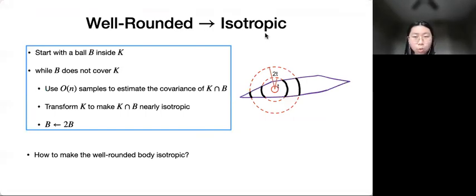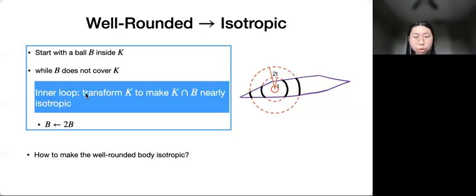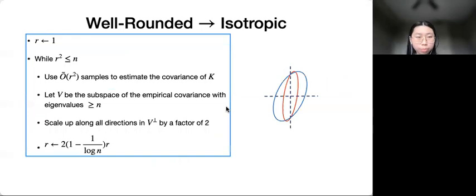Now I'll state our algorithm. So first, this is the LV rounding algorithm from before. We'll use the same outer loop as the LV rounding algorithm, so we increase the radius of the ball by 2 in each iteration. And in this inner loop, we'll transform K to make K intersect B nearly isotropic. And then we'll go into this inner loop. This is the most important part. So we want to make the well-rounded body isotropic. Okay, this is the algorithm.